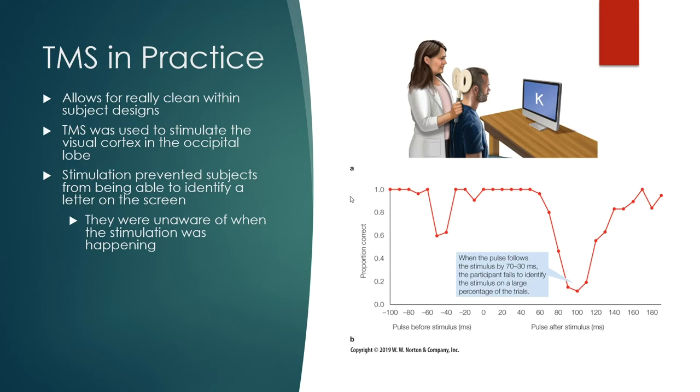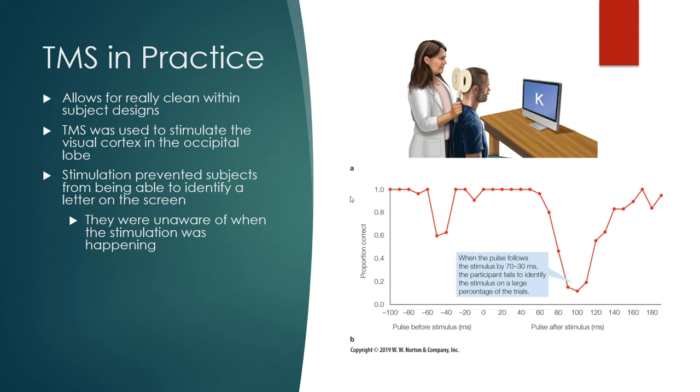So in this example, this individual was looking at a screen and was just asked to identify what letter was on that screen. And they positioned the TMS over his occipital lobe, which is what is controlling vision, right? And when they turned on the TMS, the subject was unable to recognize or even see the letter and was unaware that he couldn't see it. It was just not there.